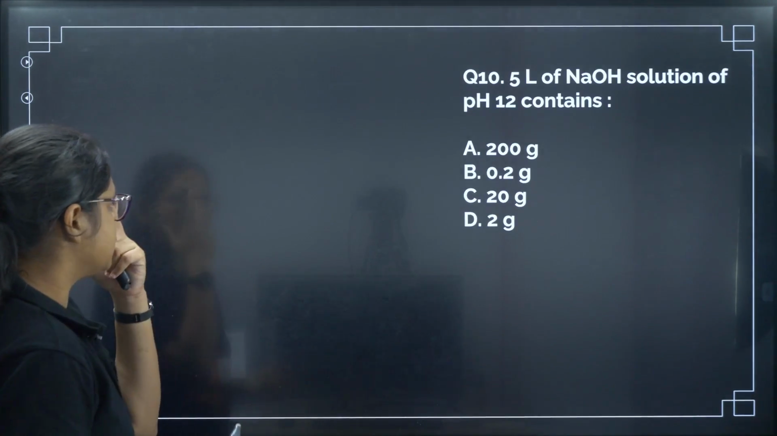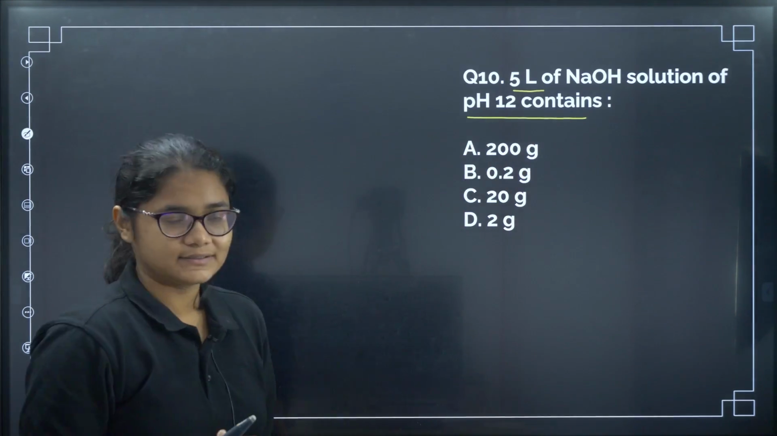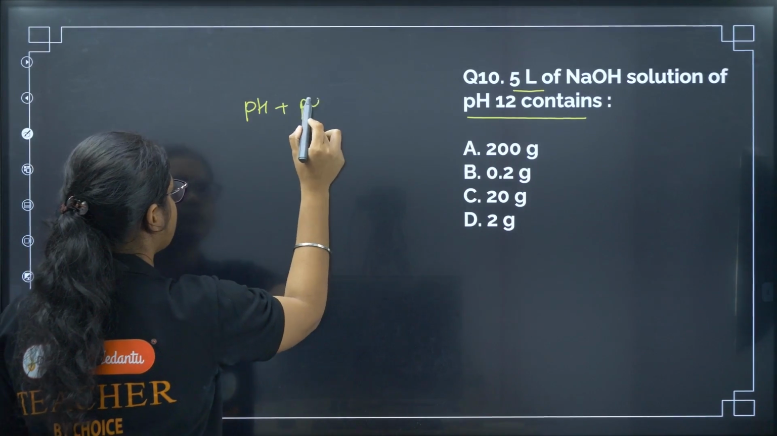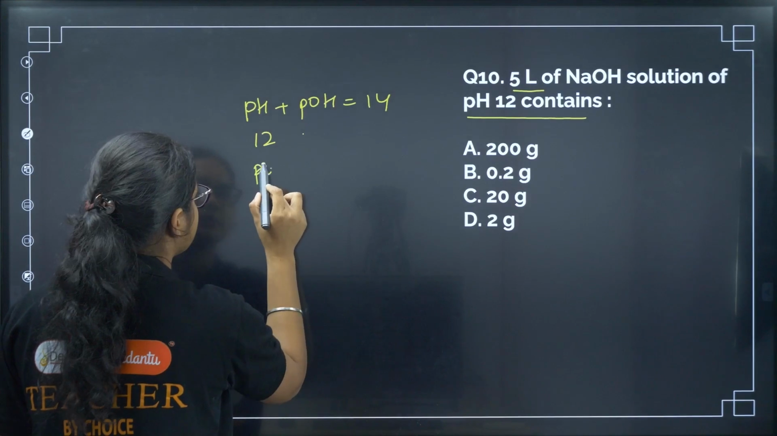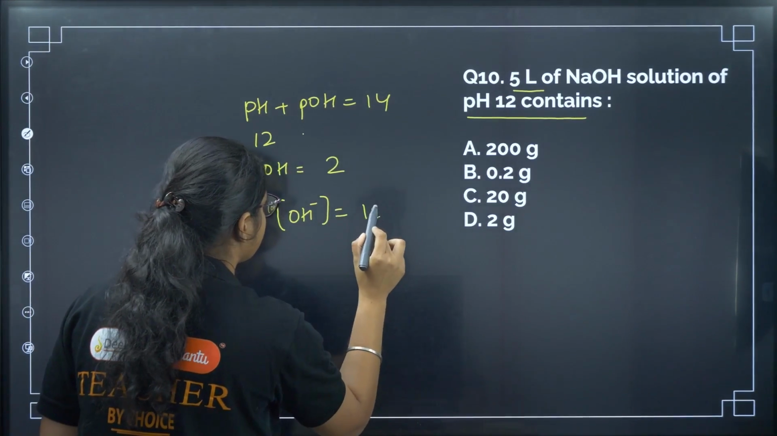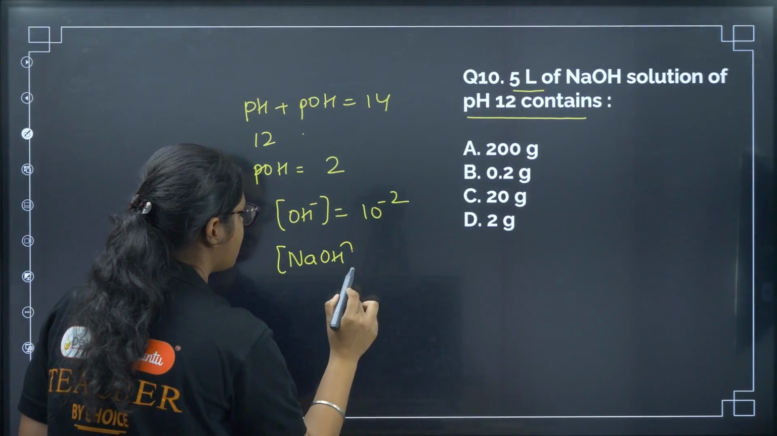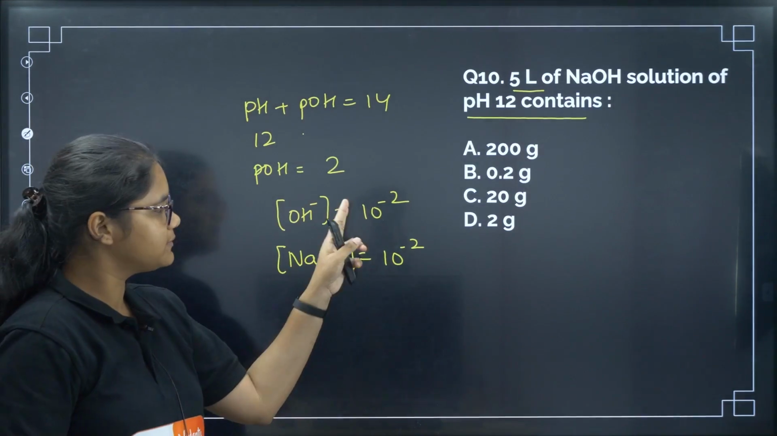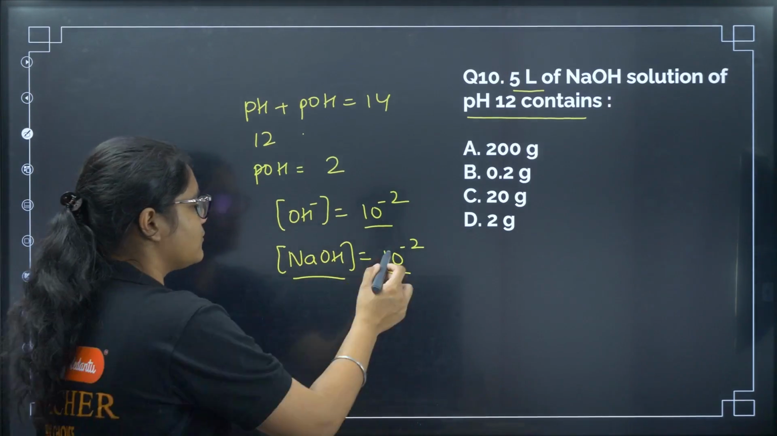Now let us see the next question. 5 liters of NaOH solution with pH 12 contains... So this is a very simple question. See, we know pH plus pOH is equal to 14, right? Now pH is 12, so the value of pOH will be equal to 2. So that means the OH minus concentration is equal to 10 to the power of minus 2. Now we know the NaOH concentration will also be equal to 10 to the power of minus 2, because from 1 mole of NaOH we get 1 mole of OH minus. So if the OH minus concentration is 10 to the power of minus 2, the NaOH concentration will also be 10 to the power of minus 2.